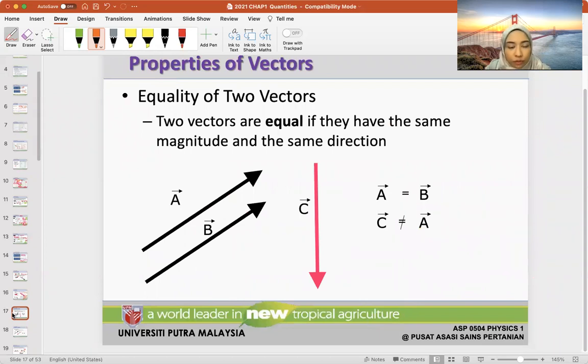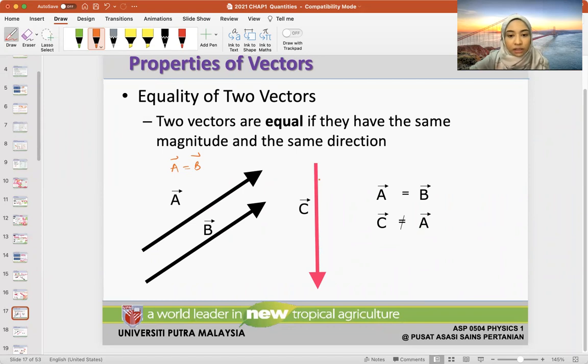Okay, so equality of two vectors. Two vectors are equal if they have the same magnitude and the same direction. So I can say A and B are equal because they have the same length, and they also have the same direction. So I can say vector A and B are equal.